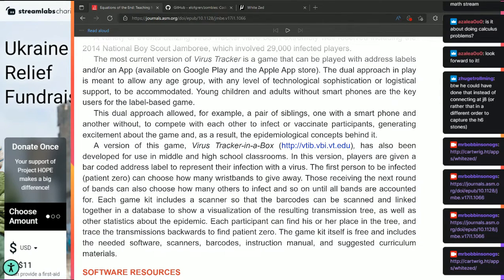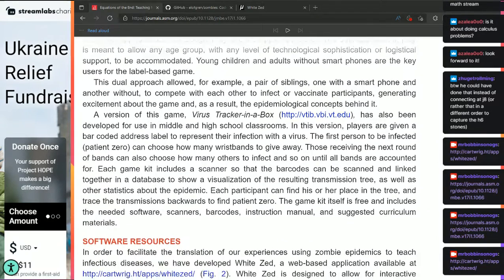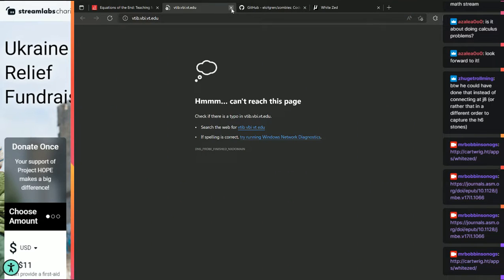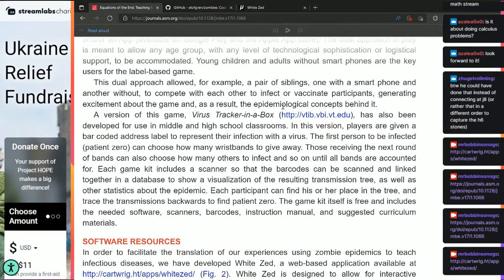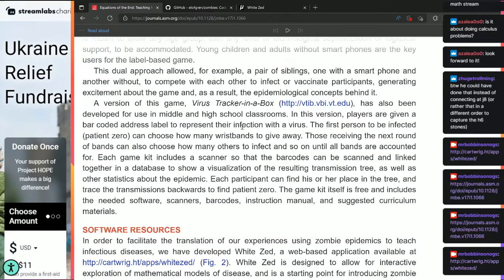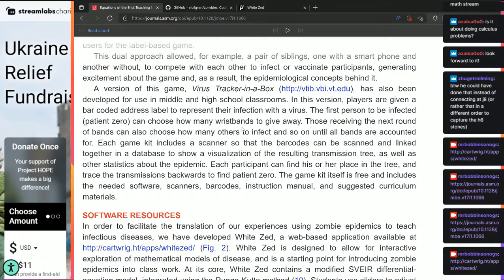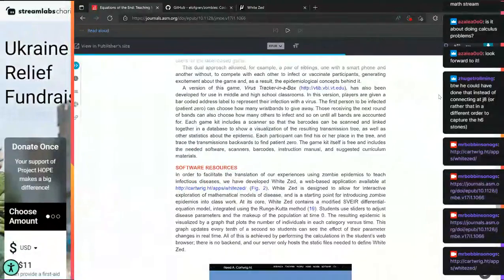So the dual approach in play is meant to allow any age group with any level of technological sophistication or logistical support to be accommodated. Young children and adults without smartphones are the key user for label-based games. Let's see if... nope, this one also does not work. This dual approach allows, for example, a pair of siblings, one with a smartphone and another without, to compete with each other to infect or vaccinate participants, generating excitement about the game and, as a result, the epidemiological concepts behind it.